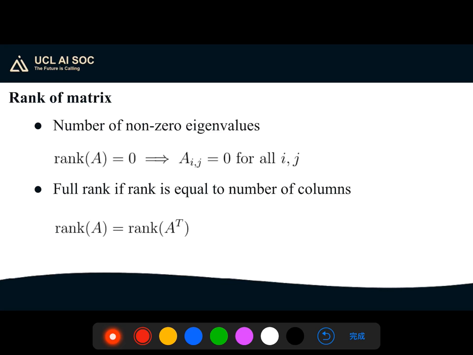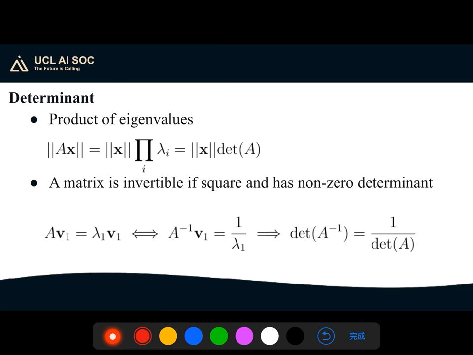The rank should be equal to the number of columns, okay? And it has a property that the rank of itself equals the rank of its transpose, like this, okay? And also the determinant. What is it? That is actually the serial product of eigenvalues, you can see here. Okay. The determinant of A should be the serial product of eigenvalues.